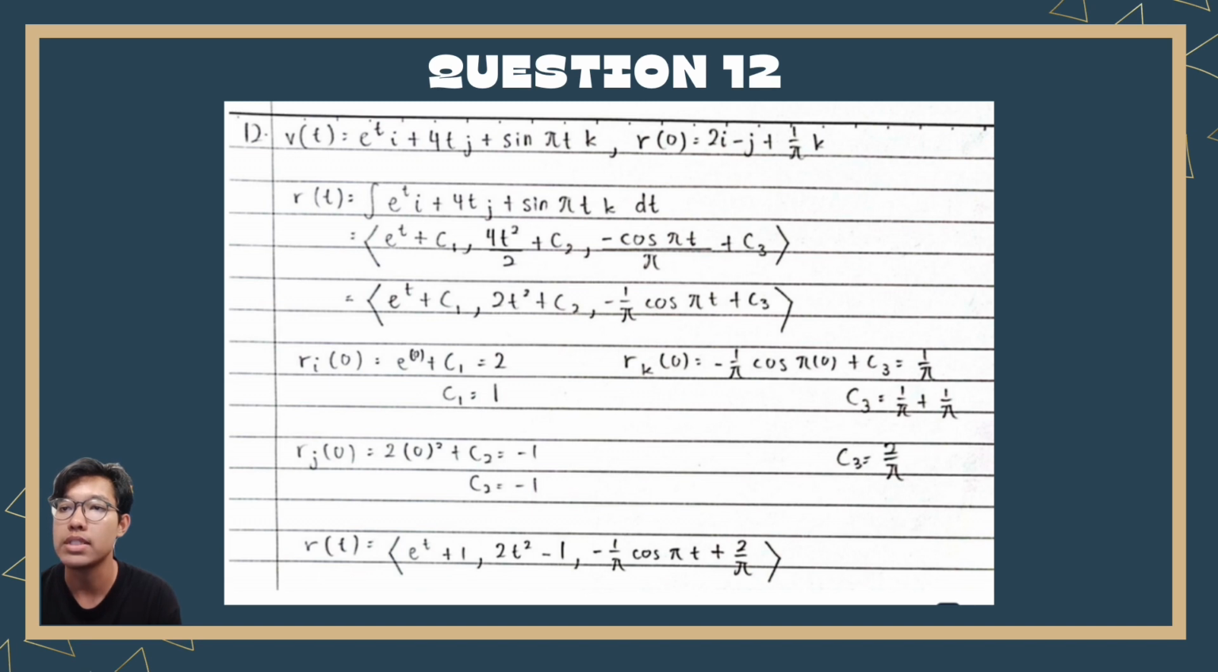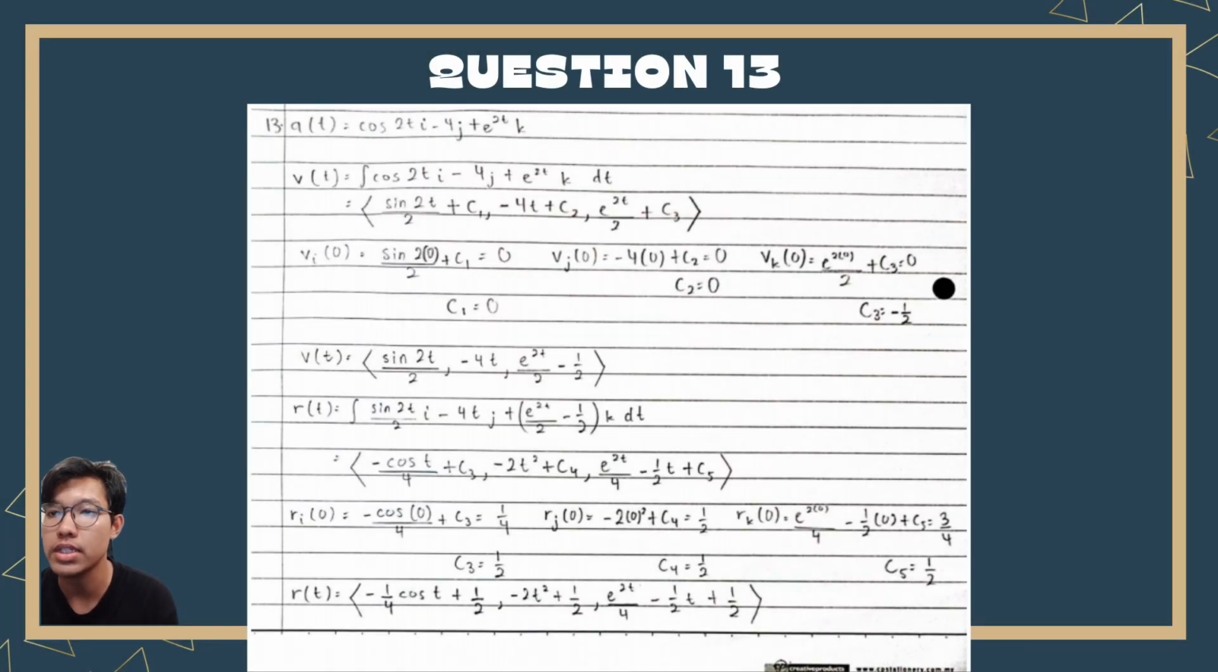For question 12, to find the particle position, we will integrate v(t) and the answer will be e to the power of t plus c1, 2t squared plus c2, negative 1 over pi cos pi t plus c3. After that, we need to compare the new value of r0 and the given value of r0. The final answer will be e to the power of t plus 1, 2t squared minus 1, negative 1 over pi cos pi t plus 2 over pi.